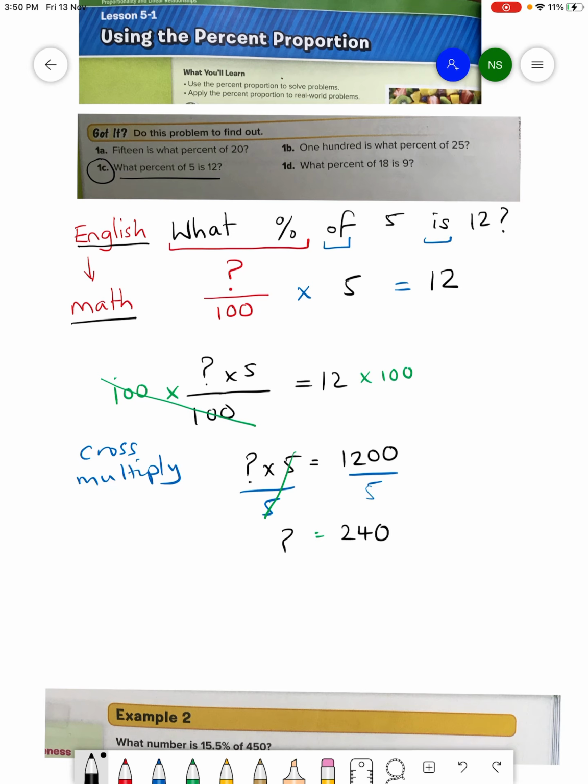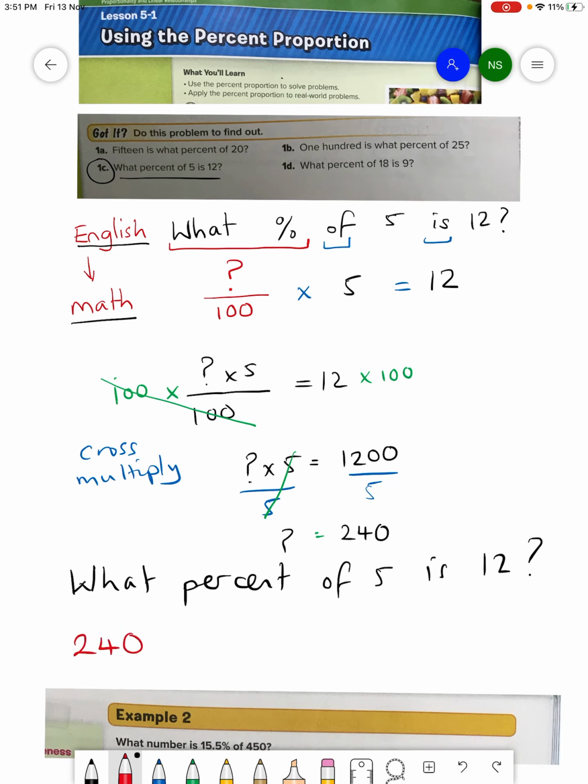Let's have a look what that 240 means. When they ask me what percent of 5 is 12, I can say 240% of 5 is 12.